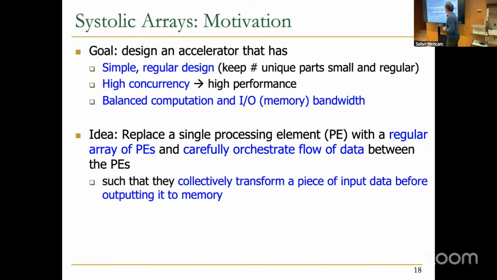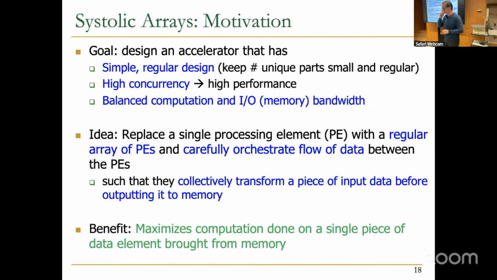Okay, basically, collectively, these processing elements transform a piece of input data before outputting it to memory. And their benefit is to maximize computation done on a single piece of data element brought from memory. Makes sense, right? And you can also think about it as maximizing the arithmetic intensity of the program. You bring 1 byte of data and you do a lot of operations on it, and then you push it out to memory. That's what you would like. Of course, it works if you have that sort of computation.